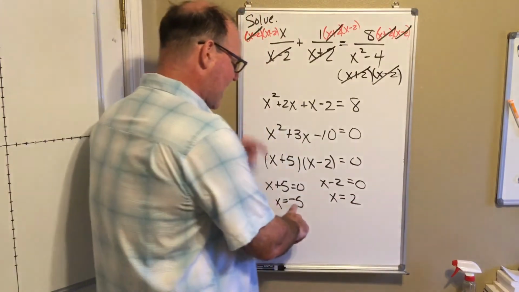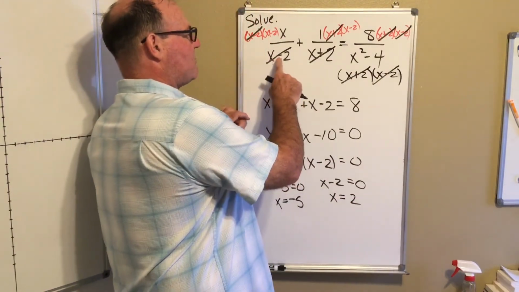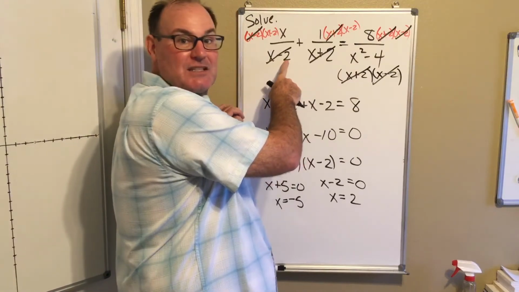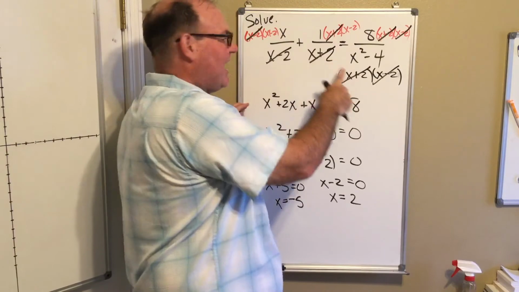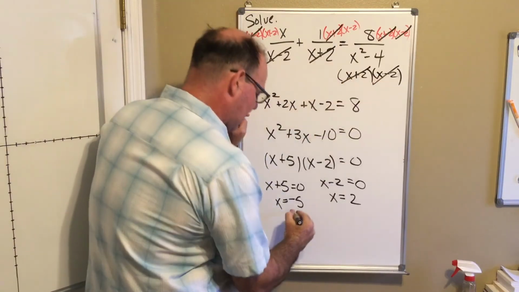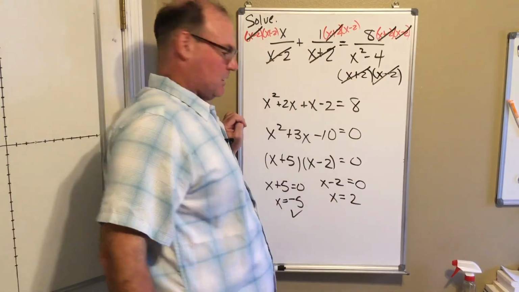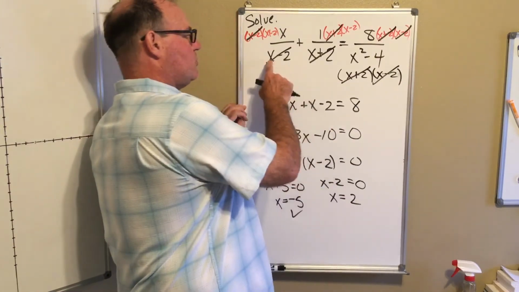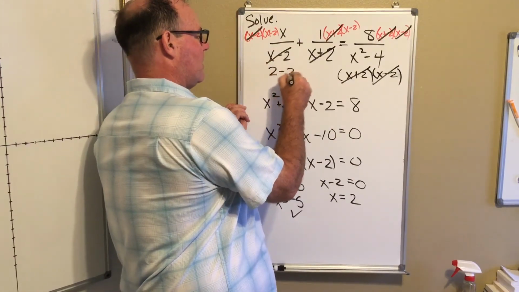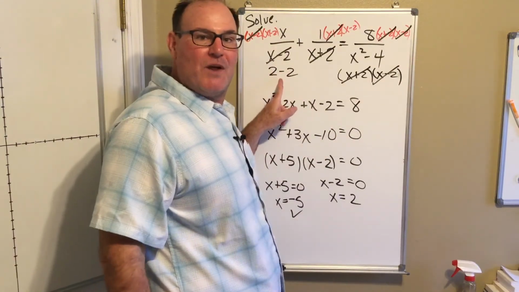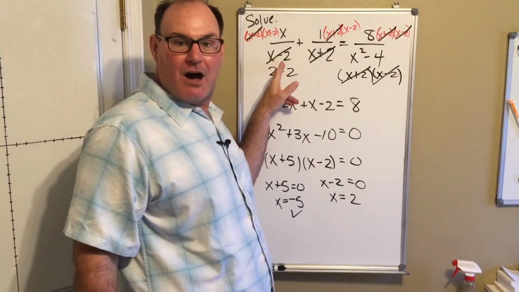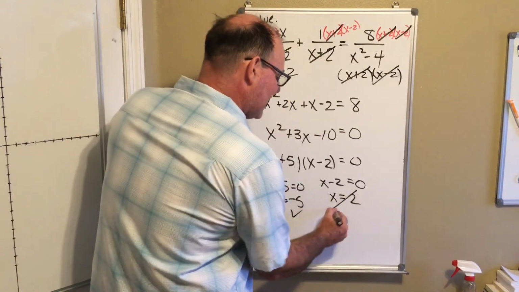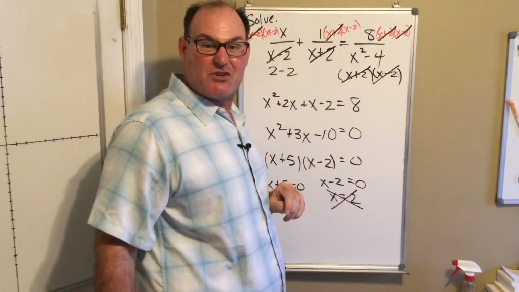So here we go. When I put negative 5 in, negative 5 minus 2 is negative 7. That's not 0. Negative 5 plus 2 is negative 3. That's not 0. And I have the same 2 factors here. So negative 5 works. It's great. When I put 2 in, 2 minus 2 right here is 0. What that means is that the x value 2 is not in the domain of that function, so that is not a real answer. It's a fake answer.